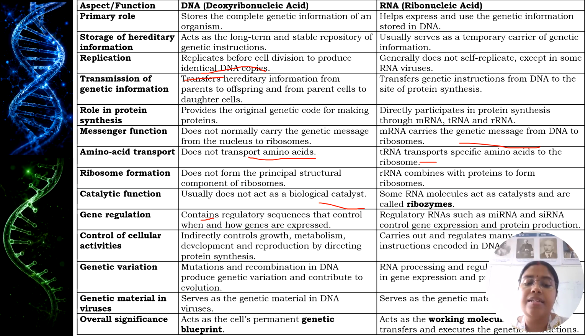Genetic material: in viruses, the DNA serves. RNA also serves as the genetic material for some viruses, that is RNA virus. And overall, we can say that DNA is a genetic blueprint, whereas RNA is a working molecule.